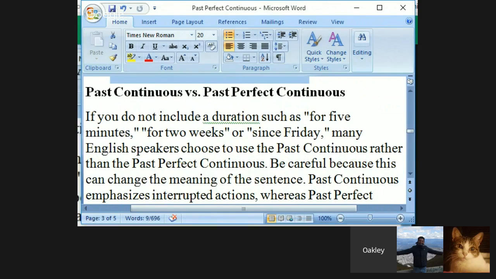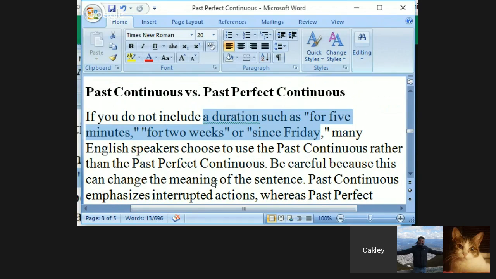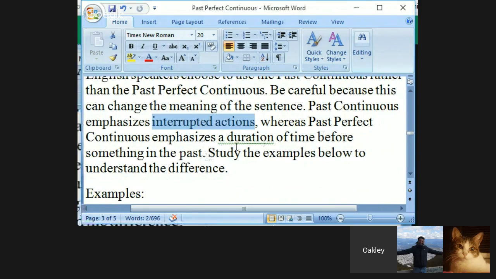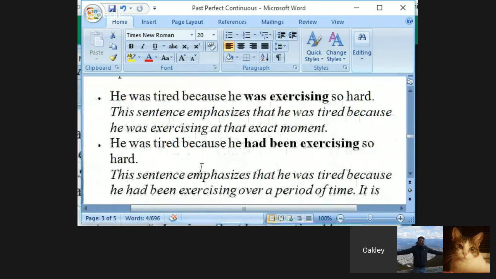Okay, well, as I was saying, if you do not include a duration, such as for 5 minutes, for 2 weeks, since Friday, many English speakers choose to use the past continuous rather than the past perfect continuous. This is what I was talking to Carolina about earlier. It can change the meaning of the sentence. Past continuous emphasizes an interrupted action which may continue after, whereas past perfect emphasizes the duration of time before something in the past. So let's take a closer look at that difference.